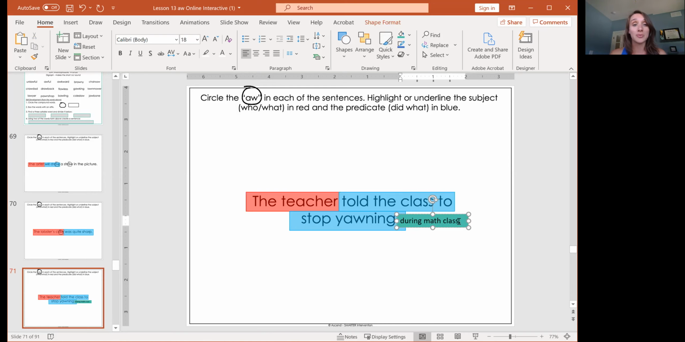Anyway, hopefully that helps. Just quick intervention tips so that you can take a simple activity and really take it to the next level so you can meet multiple needs for your students.